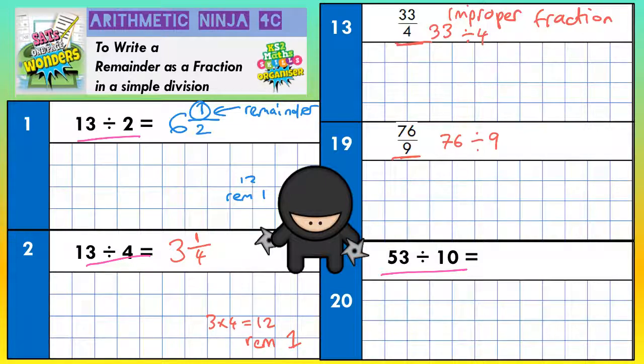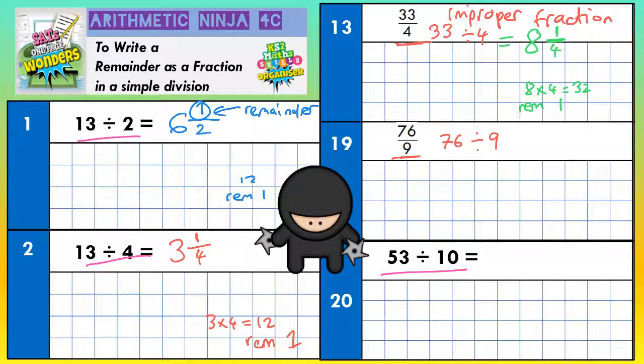Number 13. 33 divided by 4. So how many 4's can squeeze into 33? Well, you can squeeze 8 4's into 33, but that's only 32. 8 4's are 32, so that leaves a remainder of 1 again. So it's 8 remainder 1, but because we're dividing by 4, the remainder is also divided by 4. So the answer to that one is 8.25.